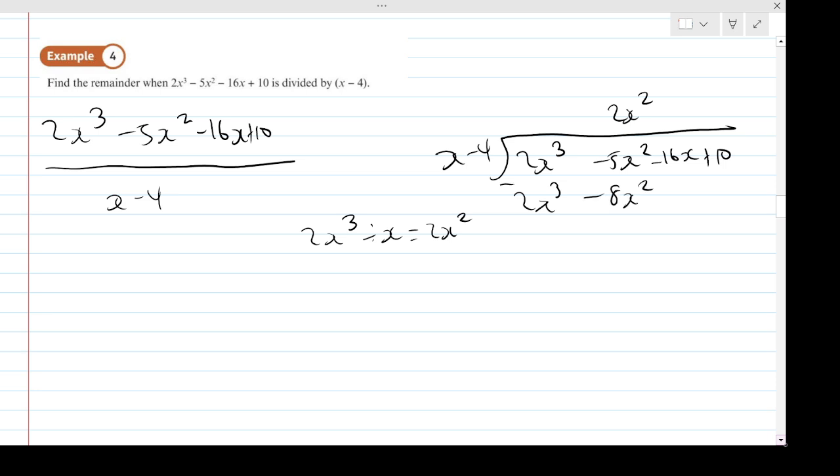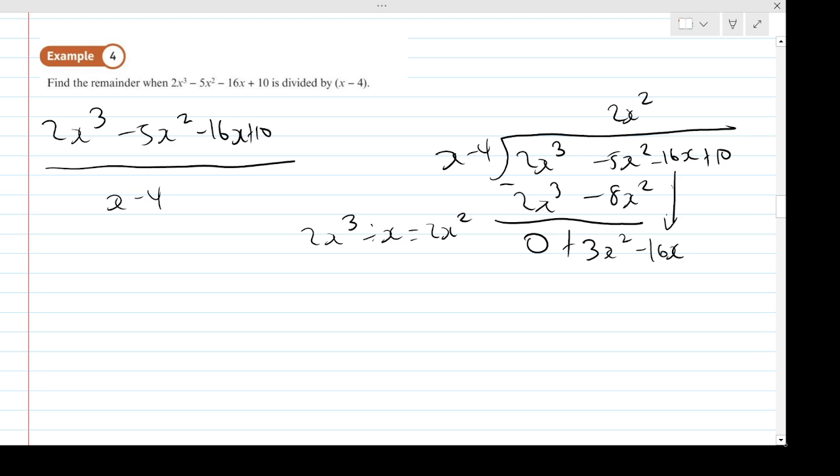And so again, I want to take away the top two equations in the bus stop. So then 2x cubed take away 2x cubed will be 0, which is what we want. Then we have minus 5x squared take away minus 8x squared there. So that's minus 5x squared add 8x squared, that'd be plus 3x squared there. And then I'm going to bring the next number down to get minus 16x. So then we're going to repeat it again.